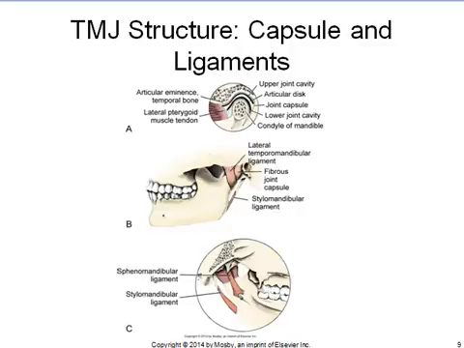Laterally, the capsule is strengthened by the lateral ligament, or the temporomandibular ligament. Medially, the joint is supported by the sphenomandibular ligament, which arises from the spine of the sphenoid bone and extends downward on the medial side of the ramus to insert on the lingula, or the spine of bone arising from the rim of the mandibular foramen. Posteriorly, the stylomandibular ligament arises from the styloid process and inserts on the posterior border of the ramus.